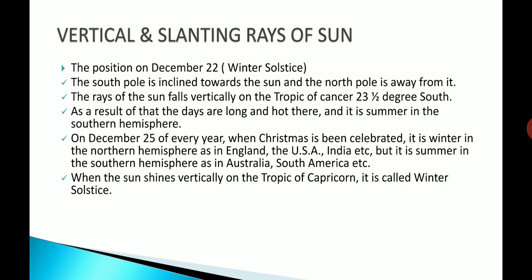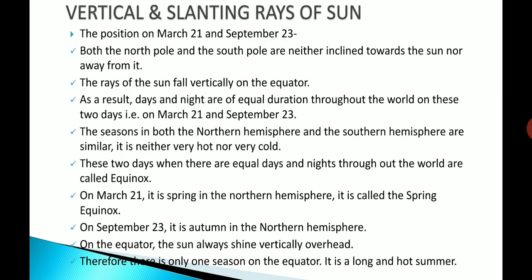Okay, let's move forward. Vertical and slanting rays of sun. The position. Let's talk about the position on March 21st and September 23. Both North Pole and South Pole are neither inclined towards the sun nor away from it. It means the Earth's axis is straight, so neither the North Pole nor the South Pole is inclined towards the sun or away from the sun.